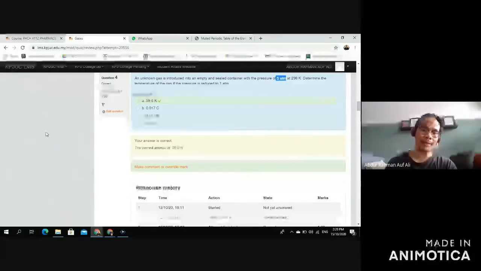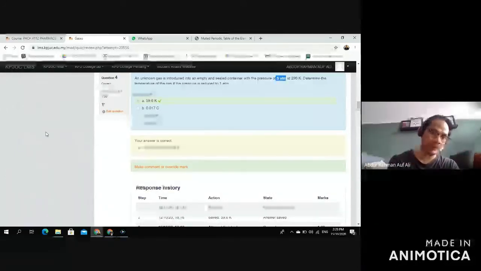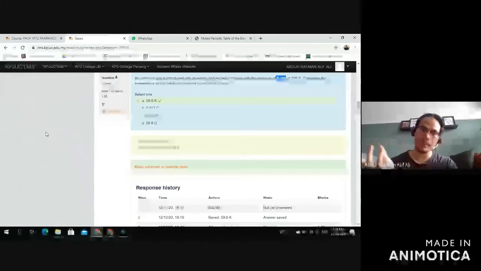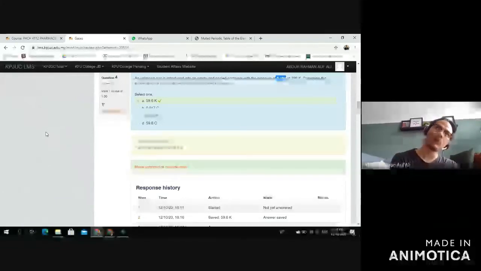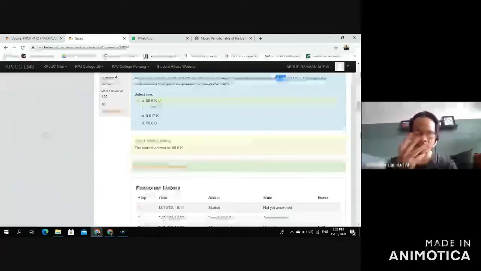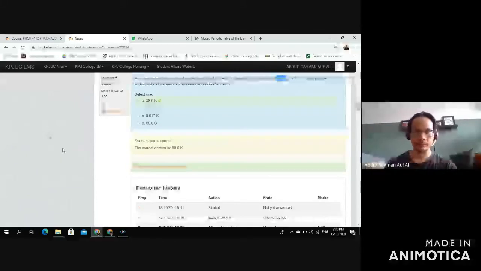PV equals nRT. So the first half of the formula is on the left hand side. You bring everything that is not constant, meaning everything that changes. If temperature is increased, bring T to the left hand side. If volume is increased, make sure it stays on the left hand side. Everything that is constant goes on the right hand side. nR is definitely constant. So what changes are only P, V and T.